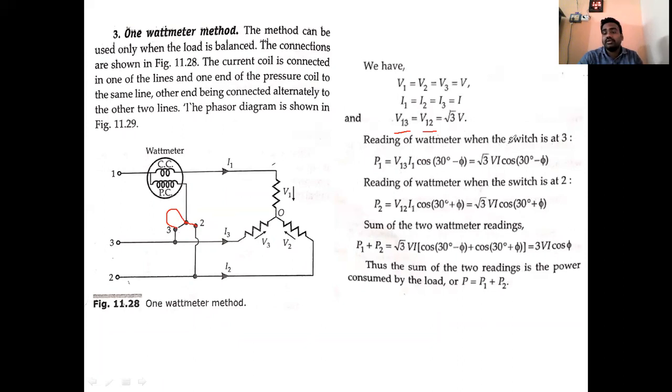The reading of the wattmeter, if the switch is connected at the third element: we know the power expression analyzed before, total power P is equal to VI cos phi. P1 is equal to V13 into I1 cos of 30 minus phi, that is equal to root 3 VI cos of 30 minus phi. Similarly, P2 is equal to V12 into I1 cos of 30 minus phi.